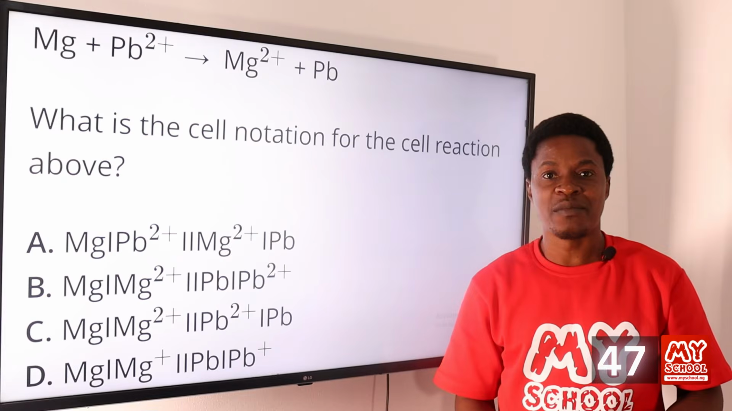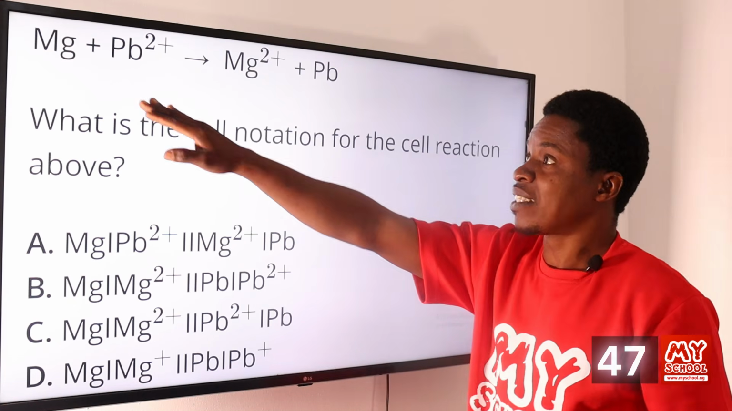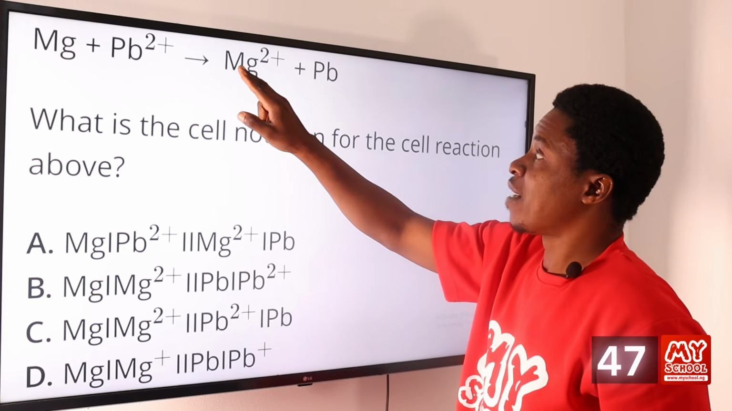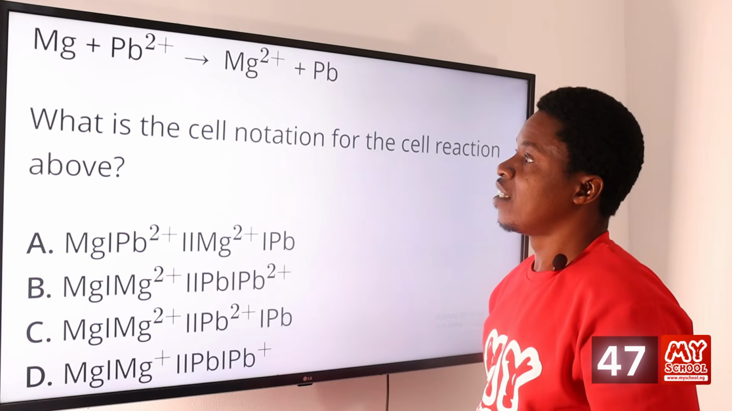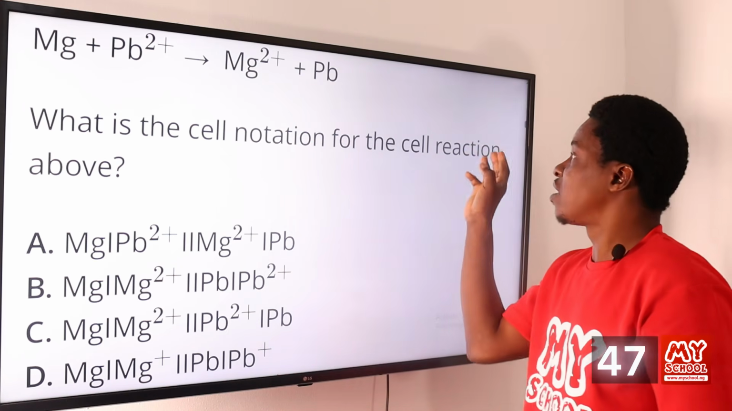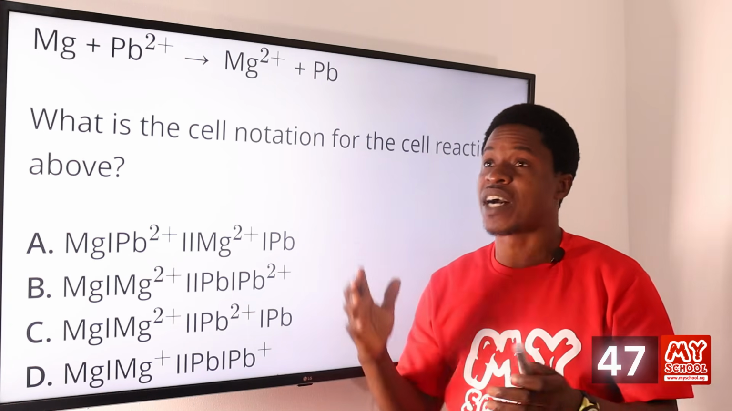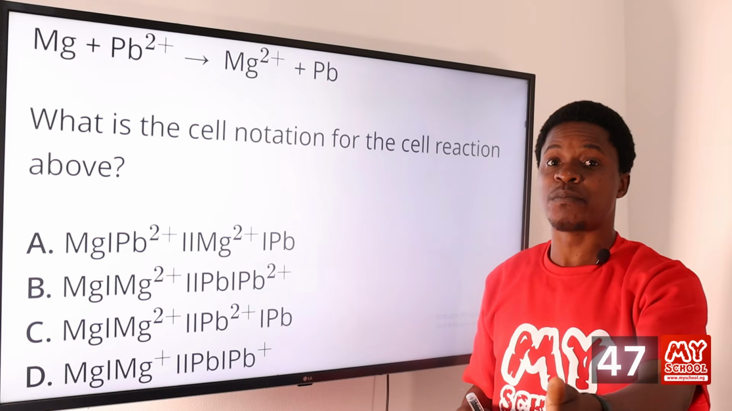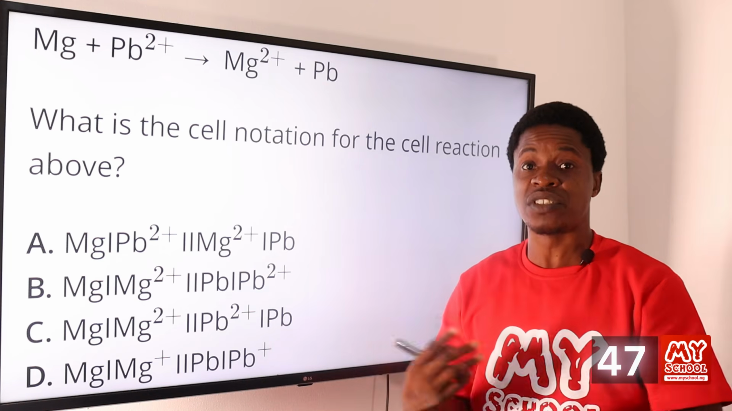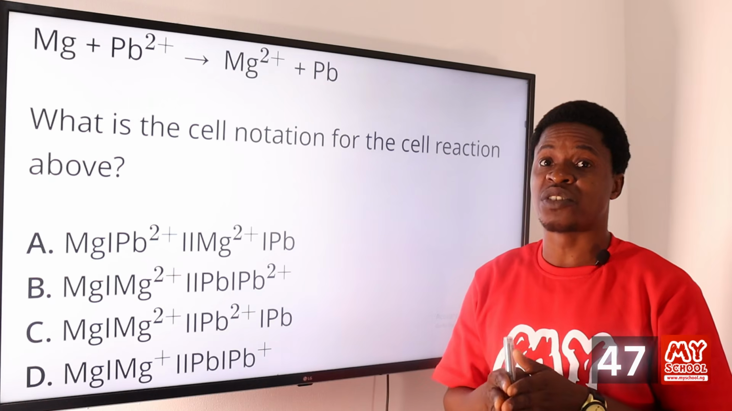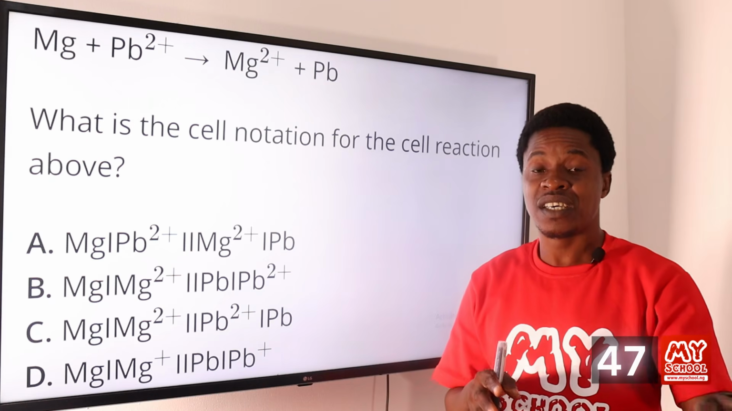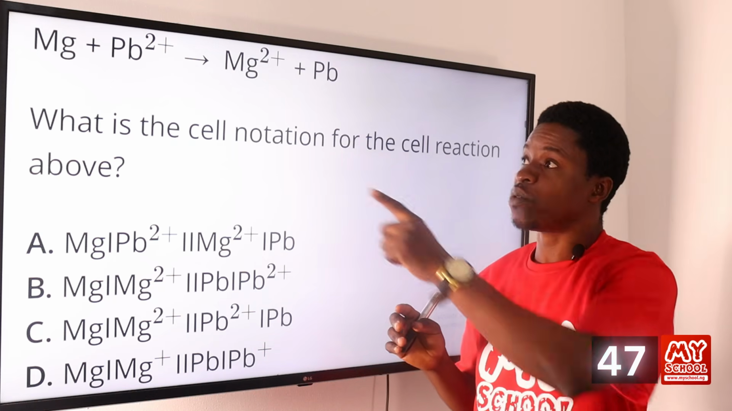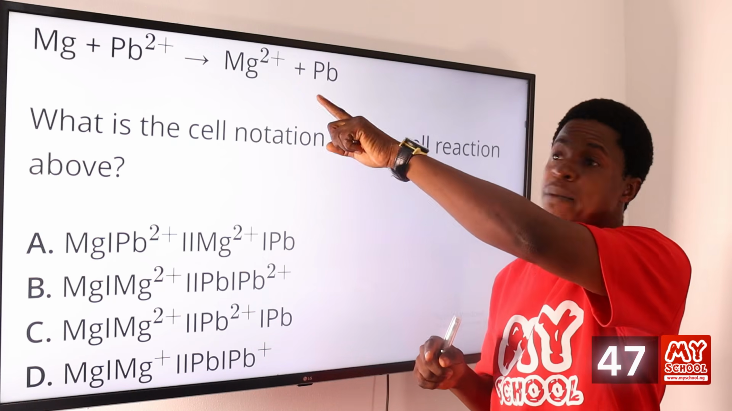Now let's move on to question number 47. We have magnesium plus lead ion giving magnesium ion plus lead. What is the cell notation for the cell reaction above? When we want to write the cell notation, first we identify where oxidation is taking place, and then where reduction is taking place. Oxidation usually takes place at the anode, while reduction takes place at the cathode.